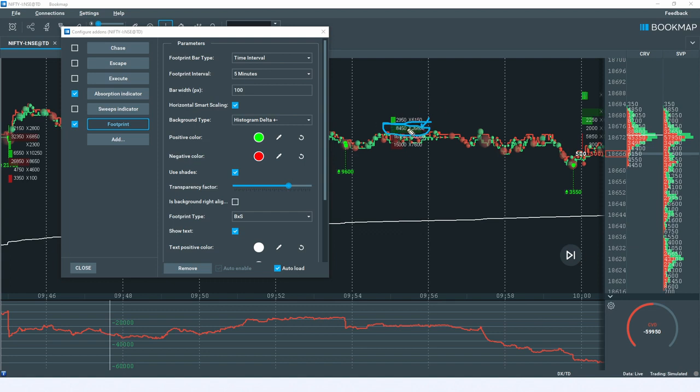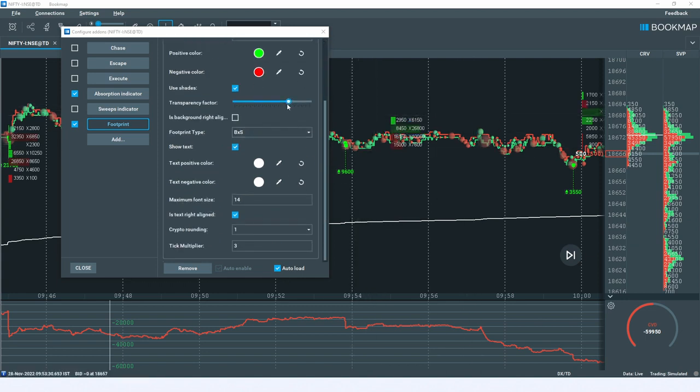That's the information we get from footprint charts. And one more critical information I want to show you. You can change the transparency factor, and the most important point over here is to use shades. If I disable the shades, it will only consider green and red colors to identify the bar colors. But if I use the shades, it will show us where the maximum activity happened.